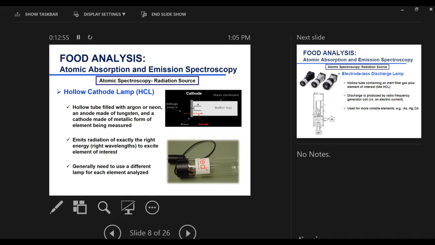So the reason is that once the energy is given out, you would get the radiation that is emitted in the exact spectrum for that element. So all of the wavelengths that would excite that element. So oftentimes you have to replace the lamp like you did in the lab. So you have a calcium lamp and an iron lamp. Sometimes you have a lamp with multiple cathodes so that you can do multiple elements at the same time without having to change the lamp.